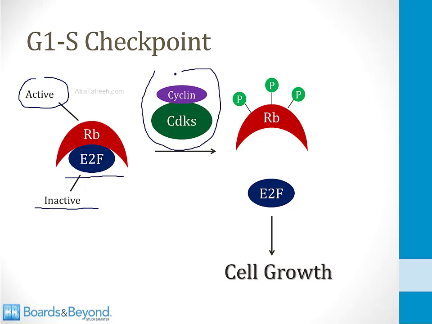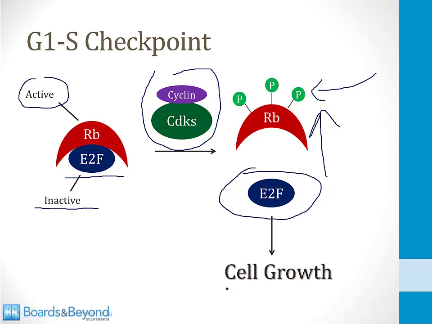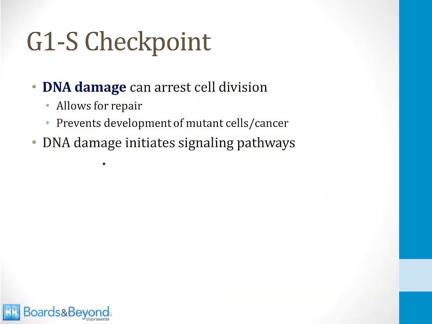When cyclin CDK complexes come in, they can phosphorylate the retinoblastoma proteins. This will release the retinoblastoma proteins from E2F, and then the E2F transcription factors can go and drive cell growth. So the retinoblastoma proteins and the E2F transcription factors are one element of the G1 to S checkpoint, but there is another important element of this checkpoint, and that has to do with DNA damage.